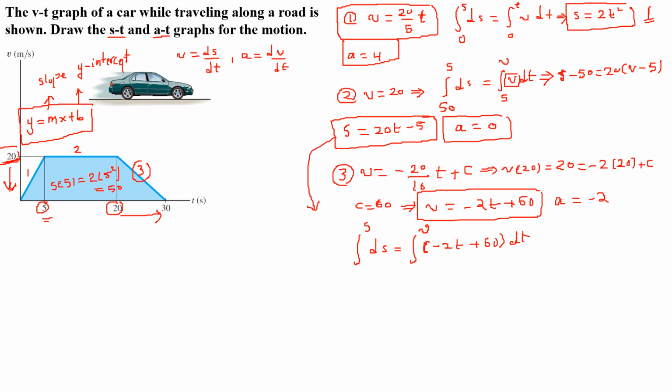So s here will be 20 times 20, right, minus 5. I think there's a mistake here. This should be, yeah, this should be 50, right? Yeah, this should be 50. So minus 50. So it will be 400 minus 50, so 350. And for the time here, I'm starting my third segment from 20.